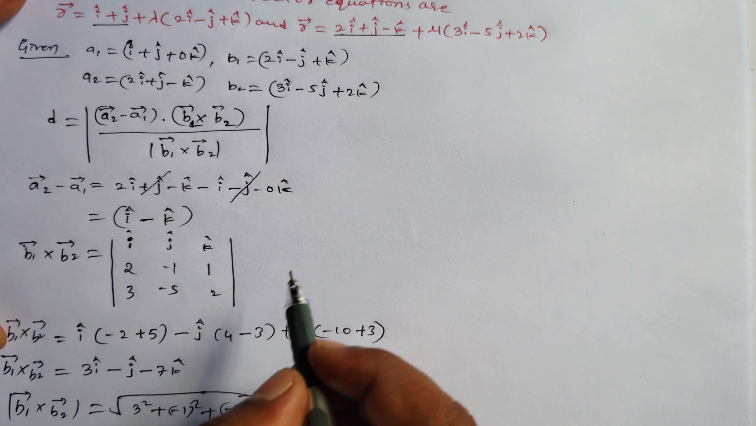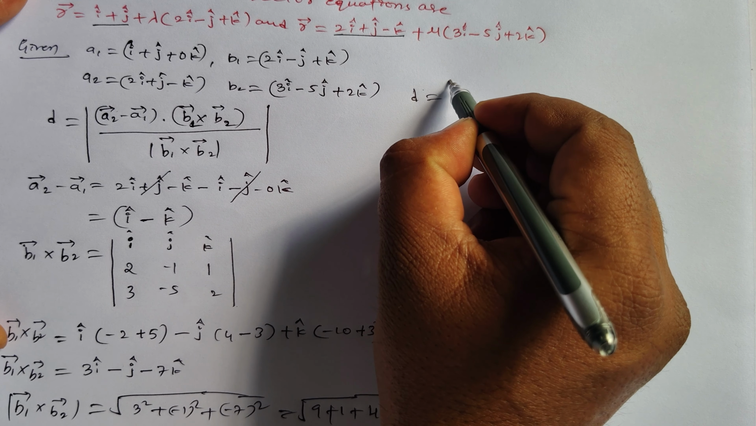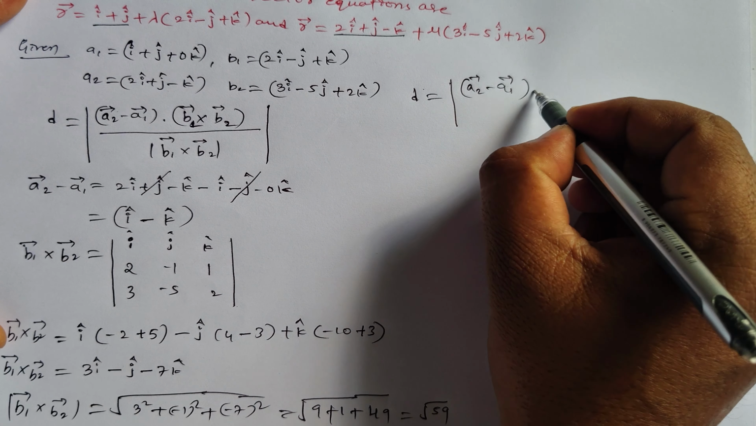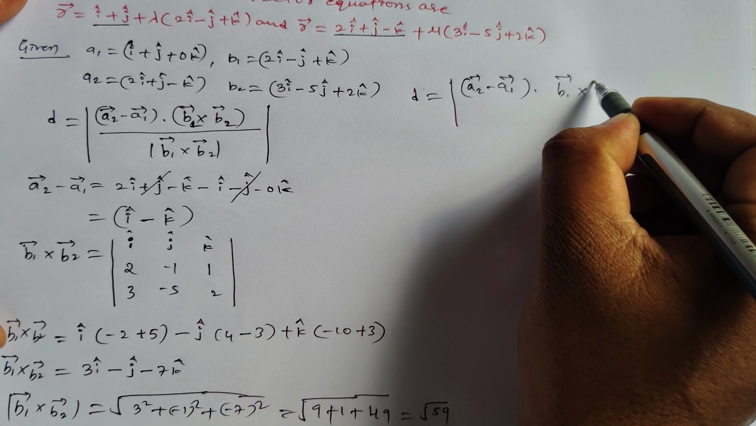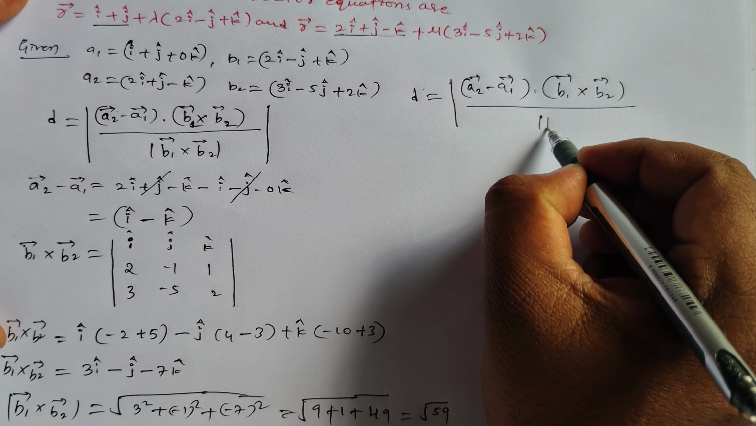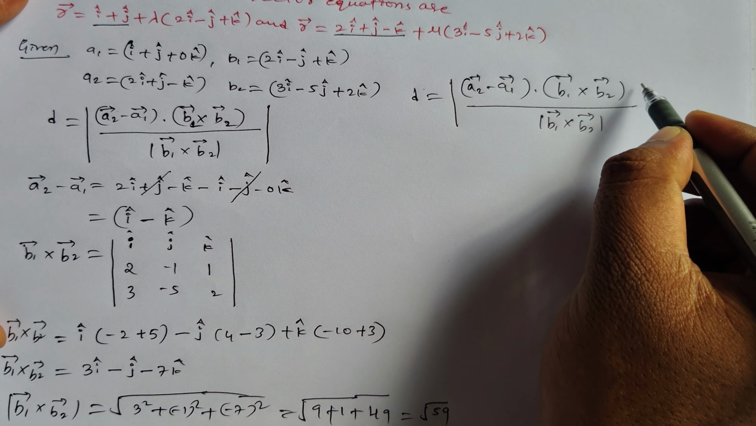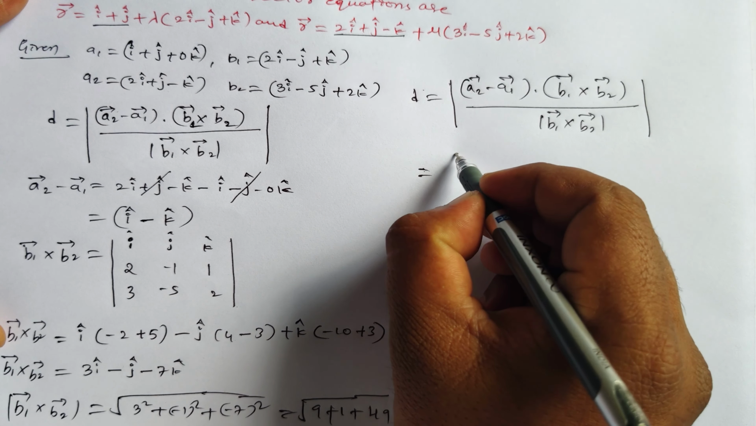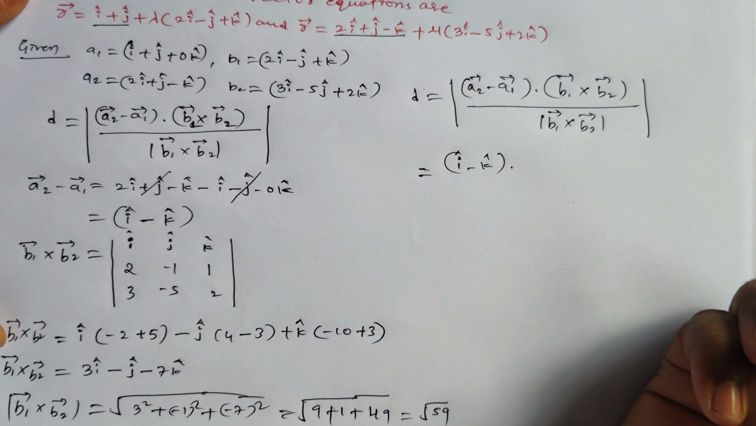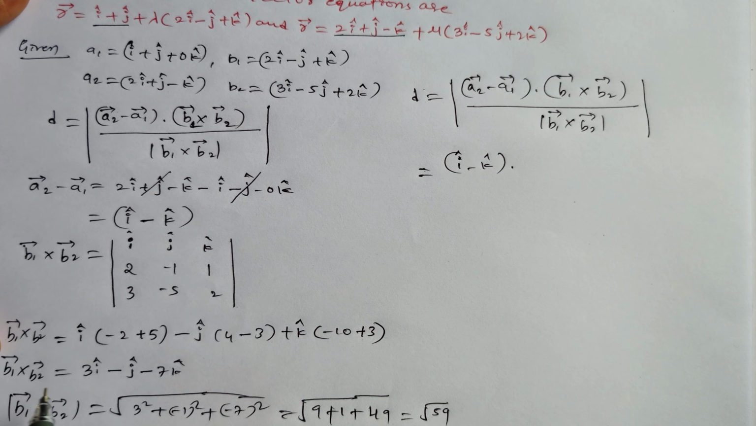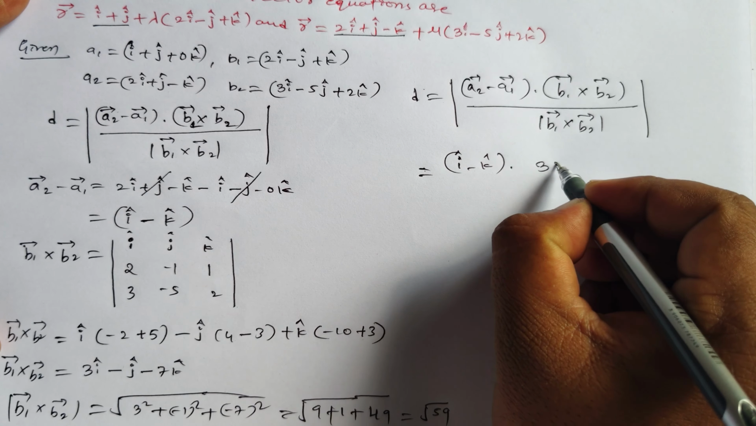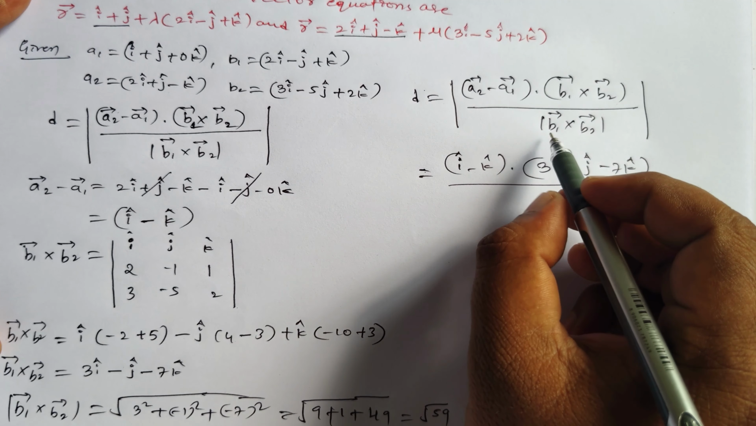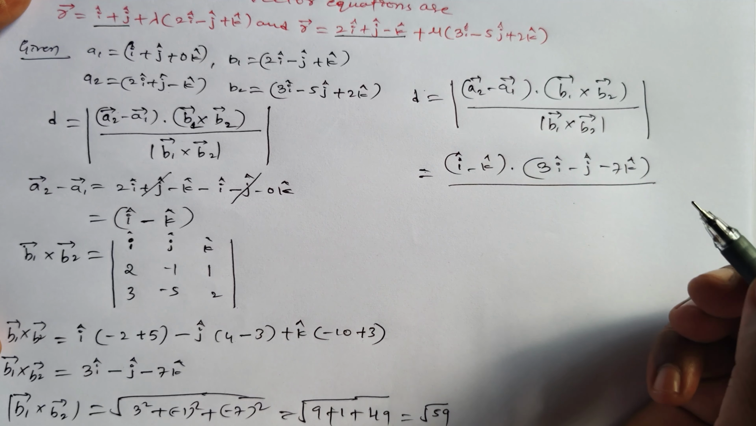Okay, right. See, distance D equal to, what is the formula? You know already: (A2 minus A1) dot (B1 cross B2) divided by the magnitude of B1 cross B2. A2 minus A1 we already found: I minus K cap, dot B1 cross B2, which is equal to 3I minus J cap minus 7K cap, divided by the magnitude of B1 cross B2, which is root 59.